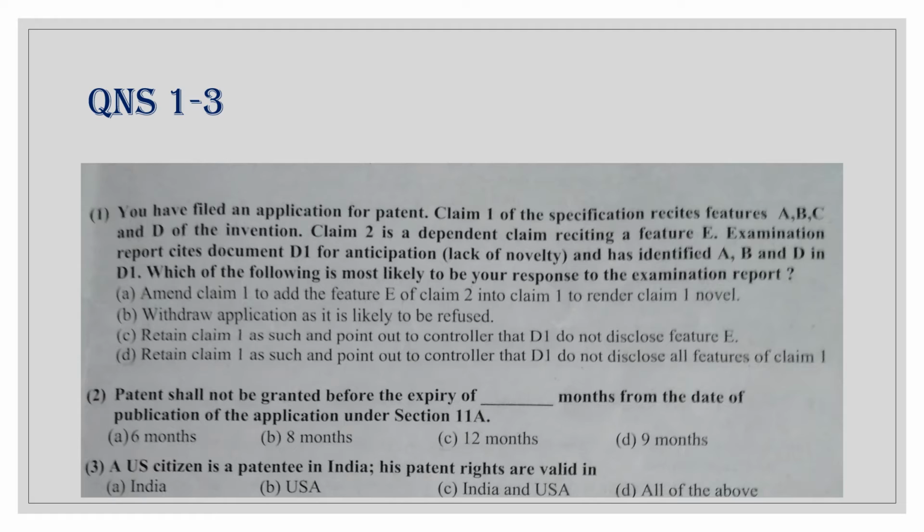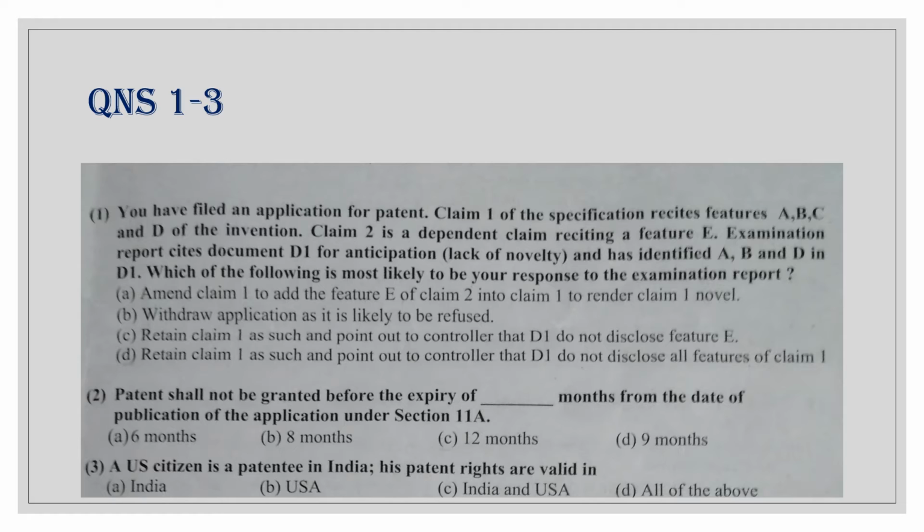Patents shall not be granted before the expiry of dash months from the date of publication of the application under section 11A. Option A is 6 months, option B is 8 months, option C 12 months, option D 9 months. Okay, I am again reading it. Patents shall not be granted before the expiry of dash months from the date of publication of the application under section 11A. The correct option is A, that is 6 months. So please refer to section 11A of the Patent Act 1970 and the relevant rule.